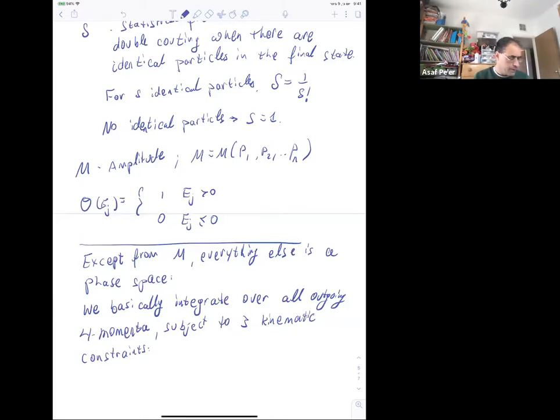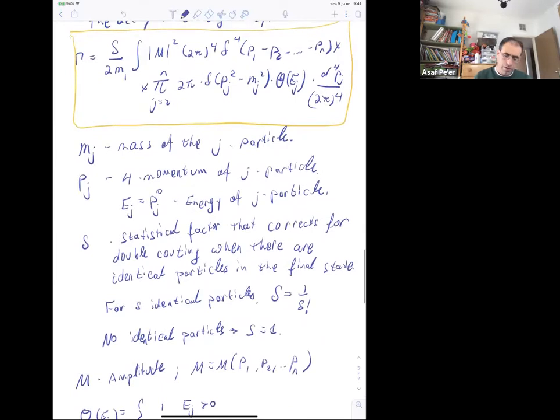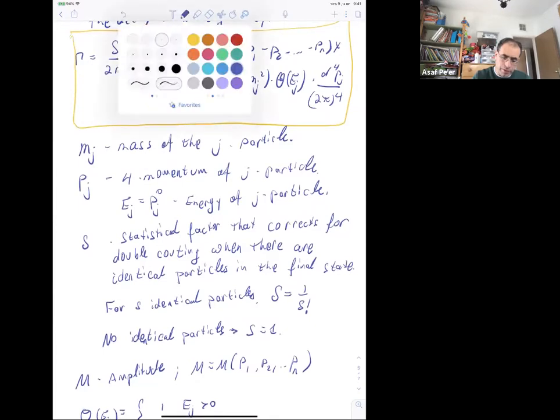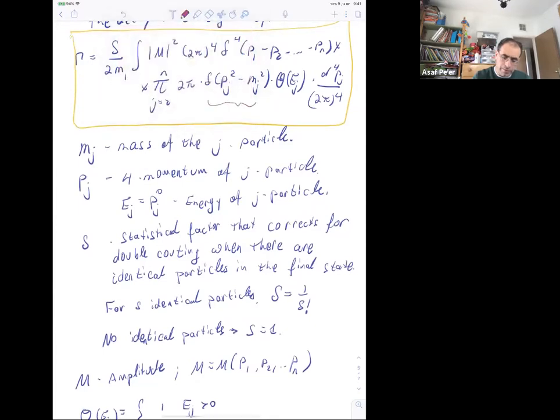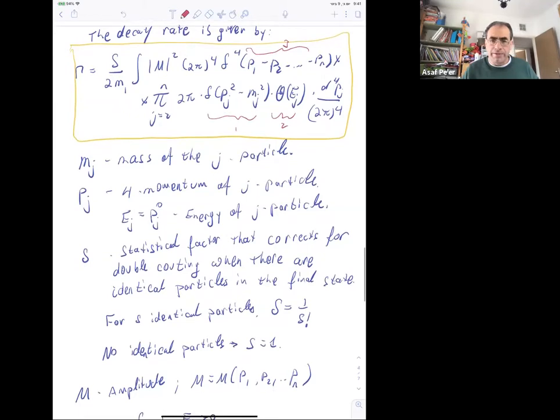So the first constraint, you can see it from here. Let me write it down. This is the first constraint. And this is the second constraint. And this is the third constraint. So what do these constraints physically mean?